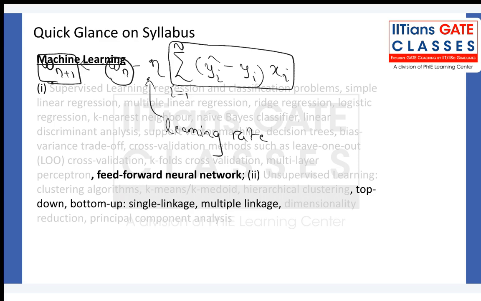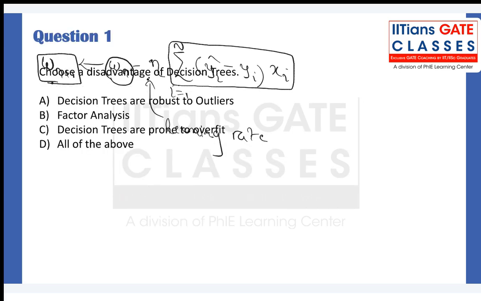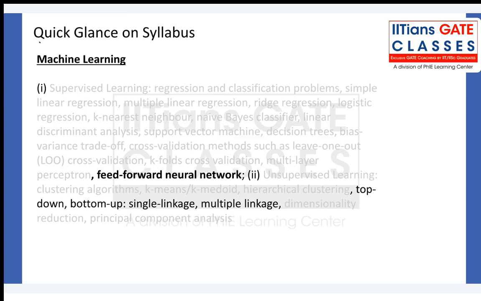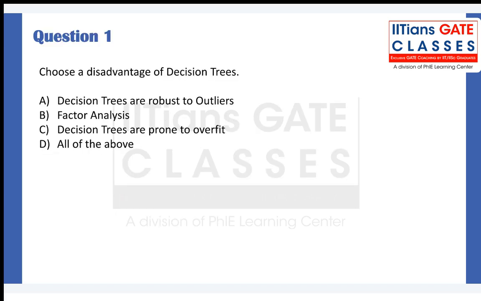Again, I forgot to give a quick glance of the syllabus. Today we looked at feed-forward neural networks, and then the last thing that remains for Saturday is the agglomerative clustering algorithm. So this is your first question. Try to answer. I'll give you 2 minutes.